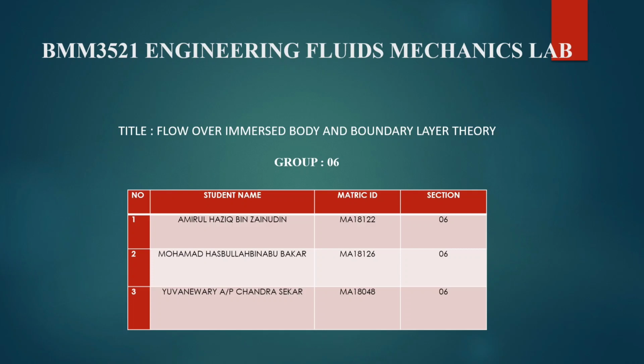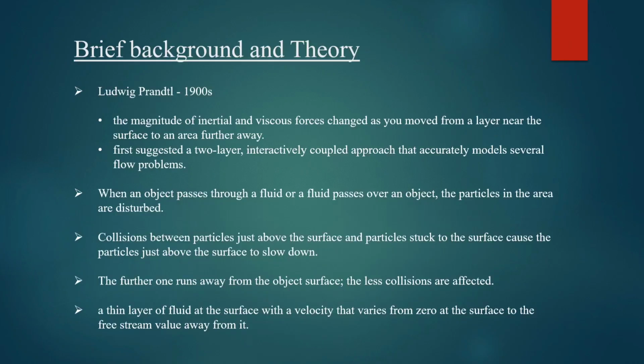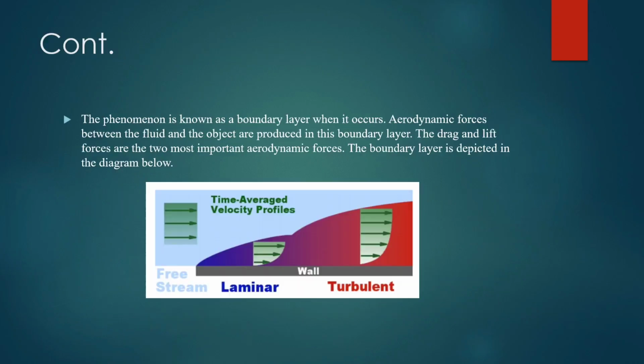We start the presentation by presenting our brief background and theory. Prandtl was the first to propose the idea of boundary layer effects in the early 1900s. Although the general fluid equation had been known for a long time, their solution did not adequately explain observed flow effects such as wing stalls, and he was the first to note that the magnitude of inertial and viscous forces change as you move from a layer near the surface to an area further away. He first suggested a two-layer interactively coupled approach that accurately models several flow problems.